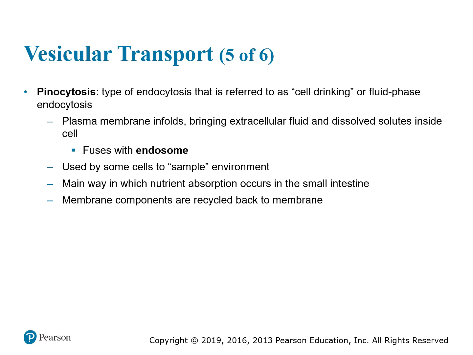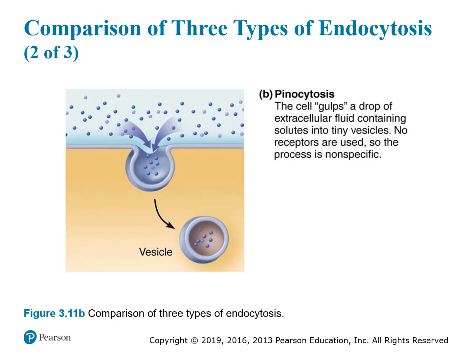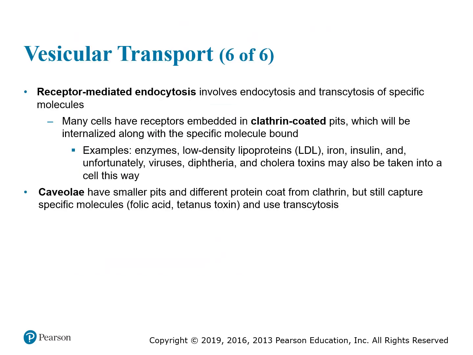And so this is the main way in which nutrient absorption occurs in the small intestine. And these components are then just simply recycled back. So the cell is essentially gulping a drop of extracellular fluid. So as mentioned before, this process can be very specific.